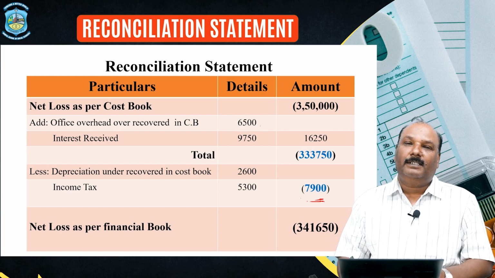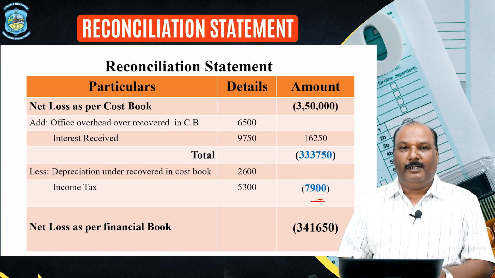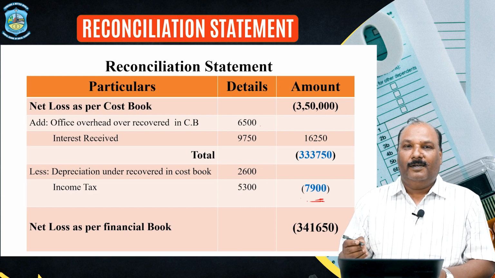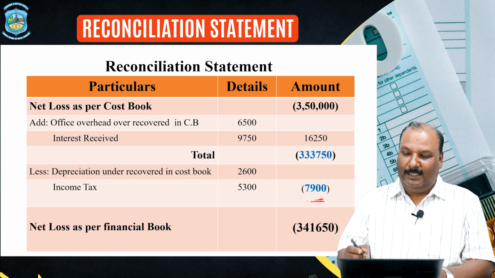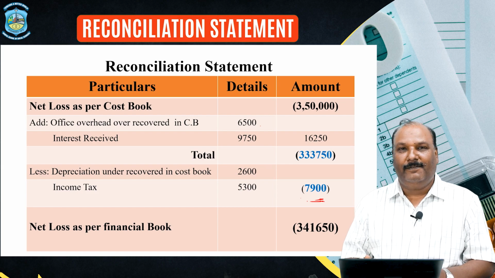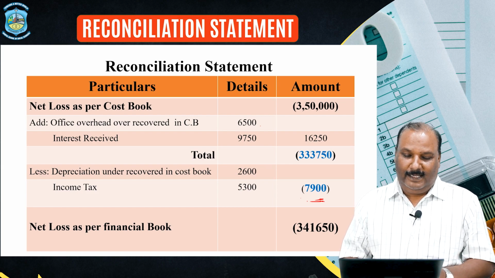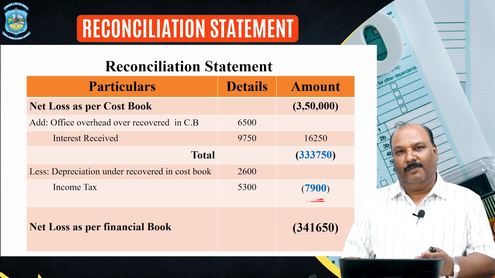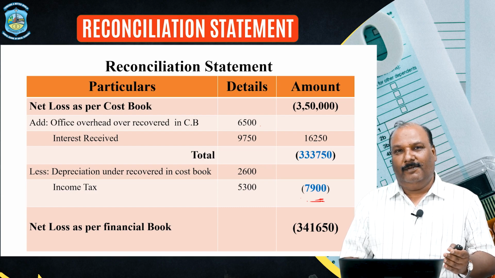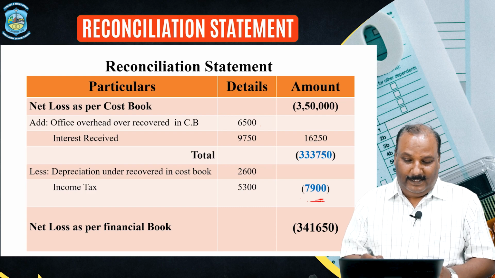Interest received, this is the income for the financial book. It means due to interest received, the profit of the financial book will increase. The same applies whether it is profit or loss. Since we have mentioned a negative sign at the start of this question, we will do the same as we were doing in the profit case.